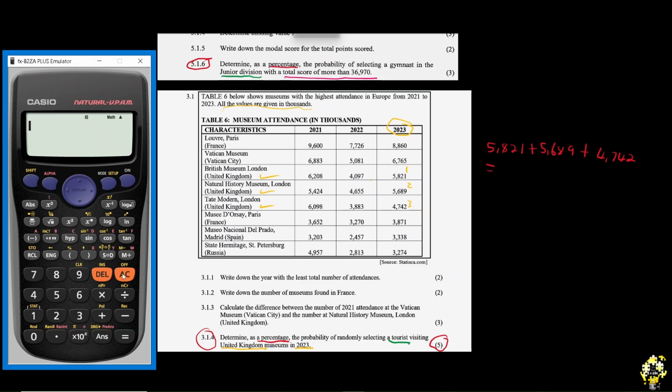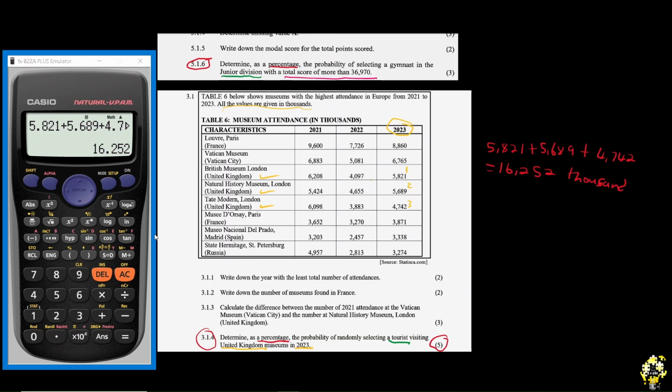So let's clear here. When we come here, we can say 5.821 plus 5.689 plus 4.742. This one gives us 16.252 thousand. Why? Because they said all these numbers are in thousands. So that's why we wrote 16.252 thousand. Now, this is what is possible. This is what we will be putting on the possible outcomes or favorable outcomes.